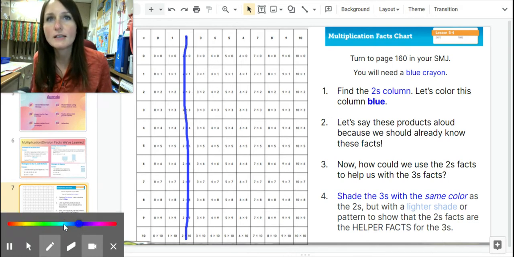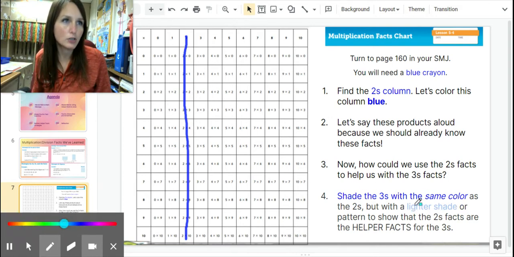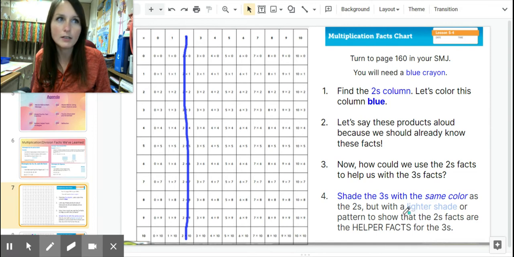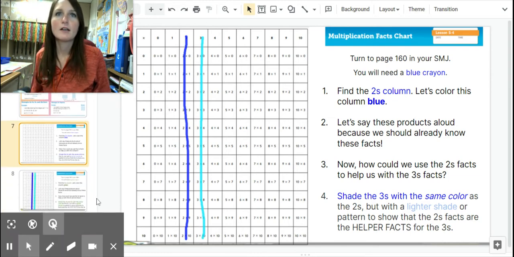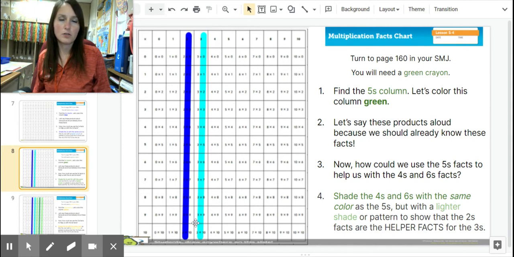Okay, so then I could take this and make it a lighter shade. It says use the same color, but color in the 3's a lighter shade of blue. So that's what I'm going to have you guys do. All right, now we're going to be ready for the next one. So yours should look like this.